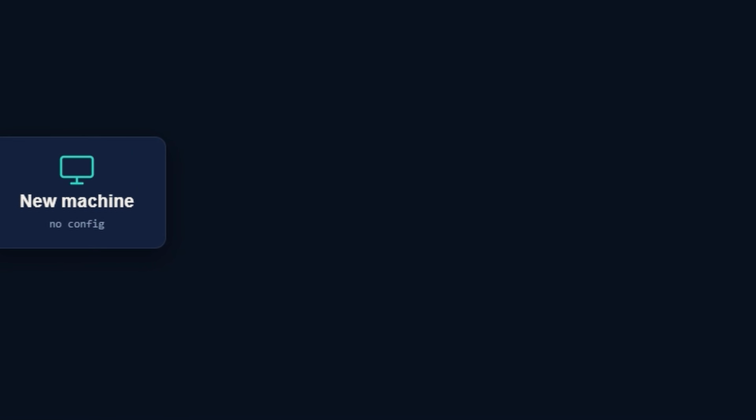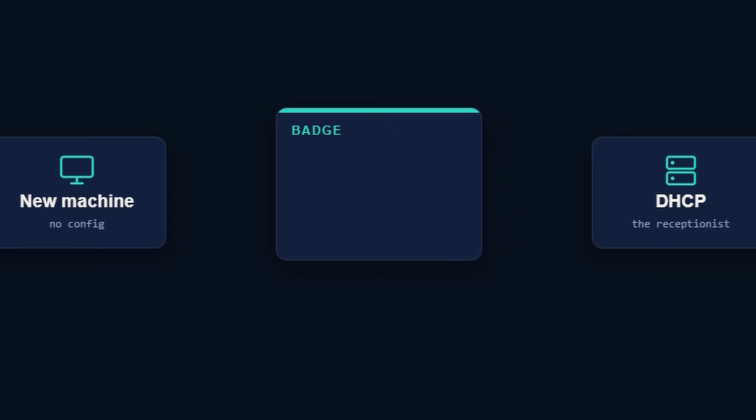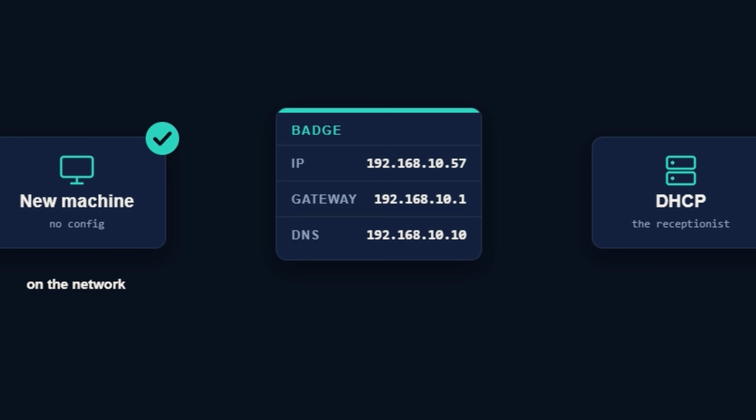And DHCP, Dynamic Host Configuration Protocol, this is the receptionist. A machine walks in off the street. DHCP hands it a badge: an IP, a gateway, and where to find DNS. All in one go. No DNS: your machine has names, but no idea where anything lives. No DHCP: you're hand configuring every single device.